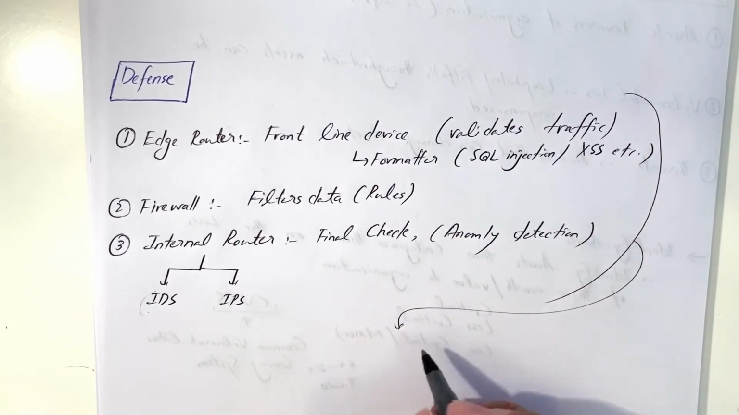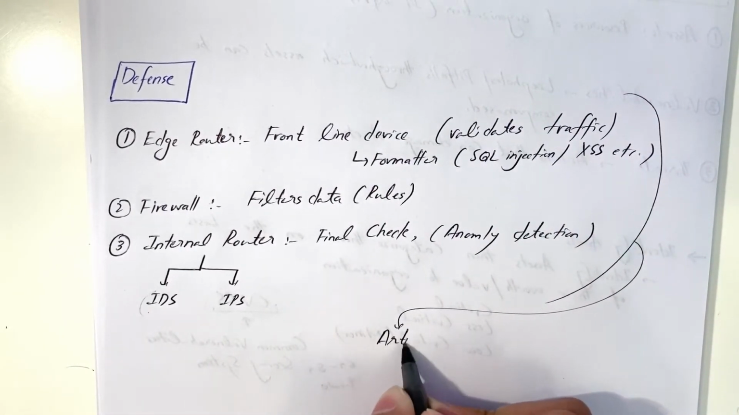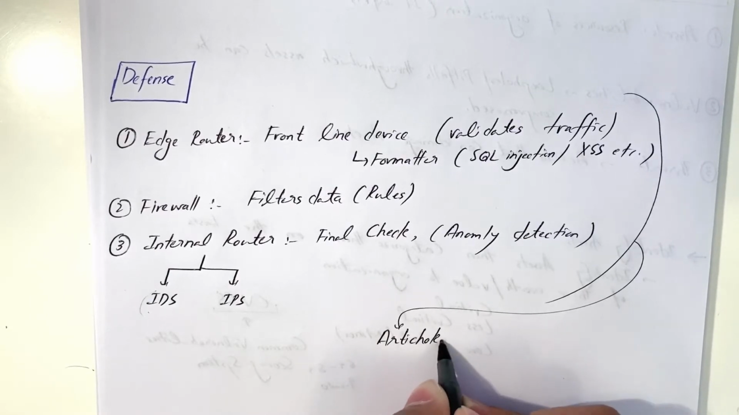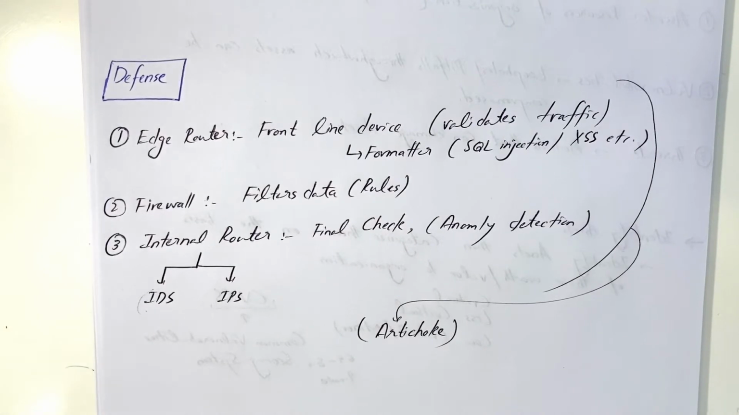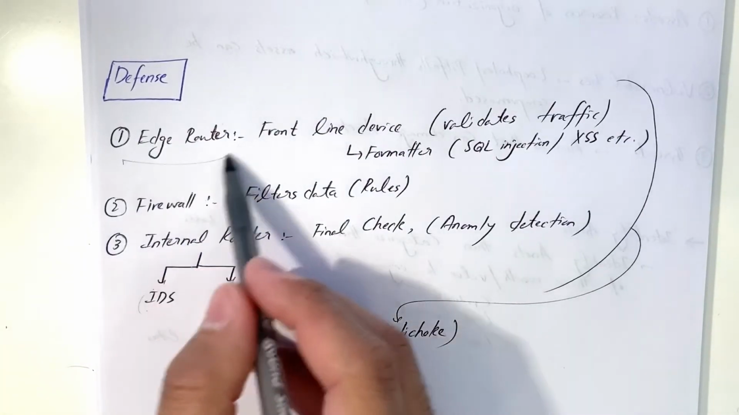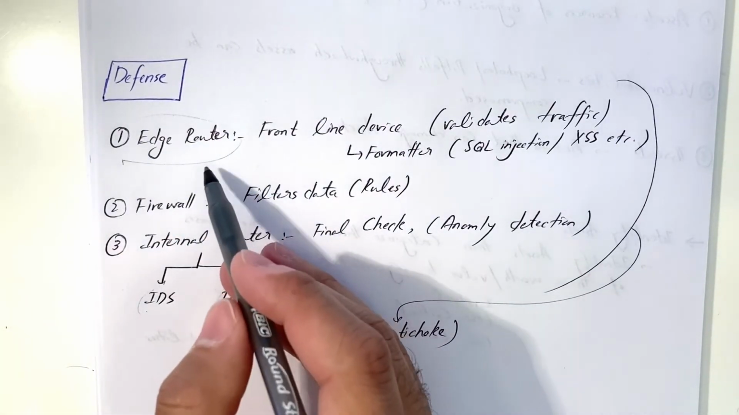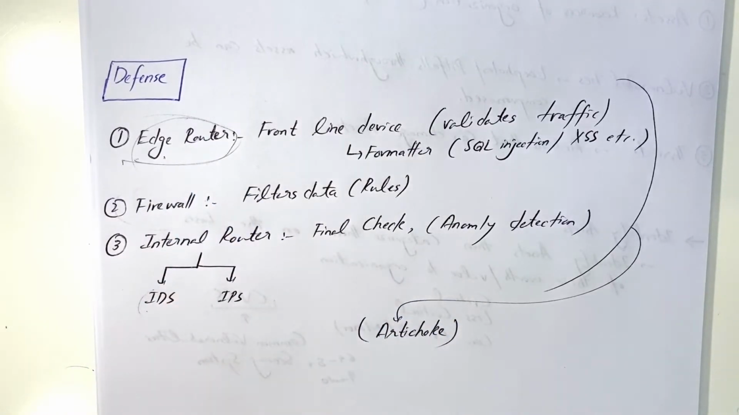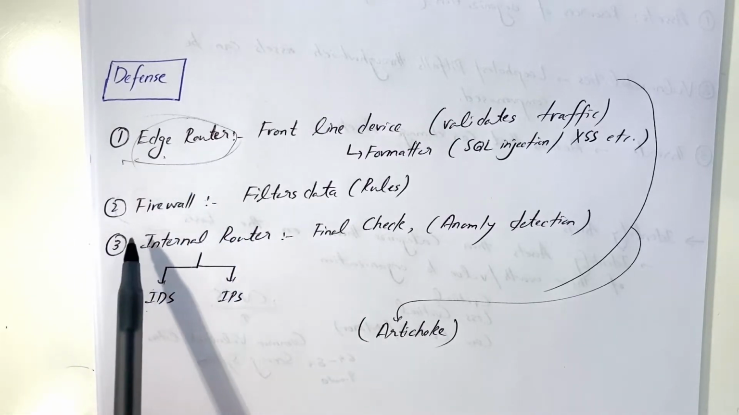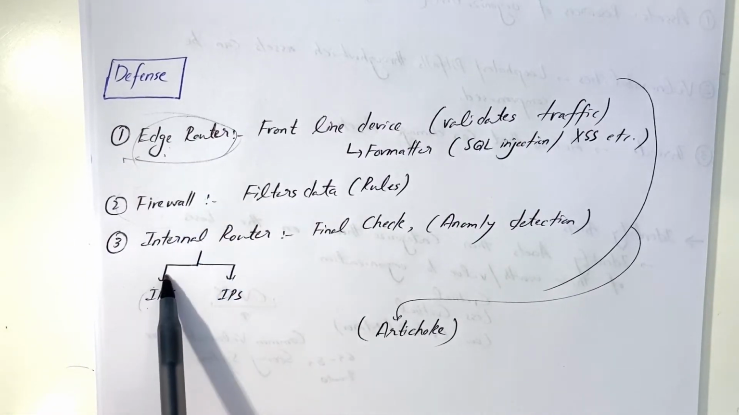This overall deep defense system is basically called artichoke. Artichoke, the vegetable artichoke, that's basically what we call this defense system. The main idea of this defense system is, for example, if any of the safeguards, any of the devices gets compromised or bypassed, it will not affect the other systems' performance, because these devices are independent and not interdependent on each other.